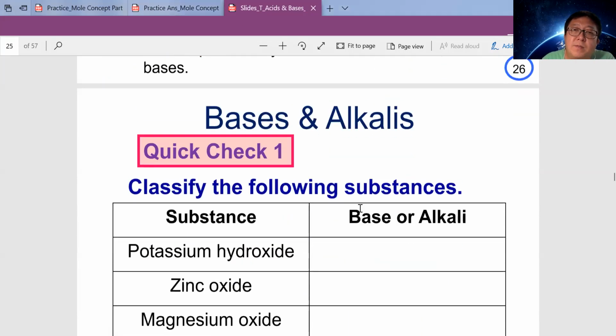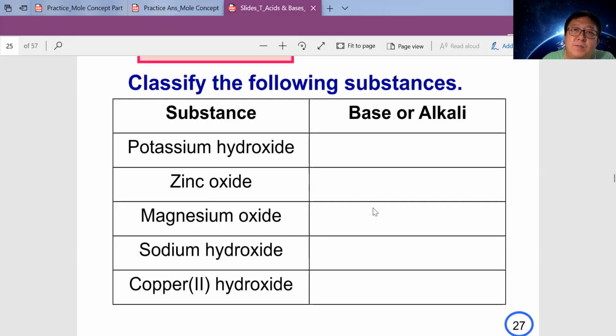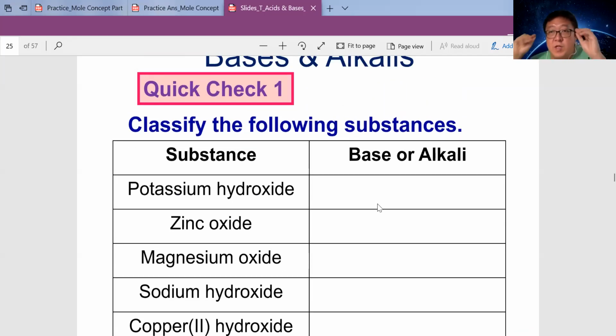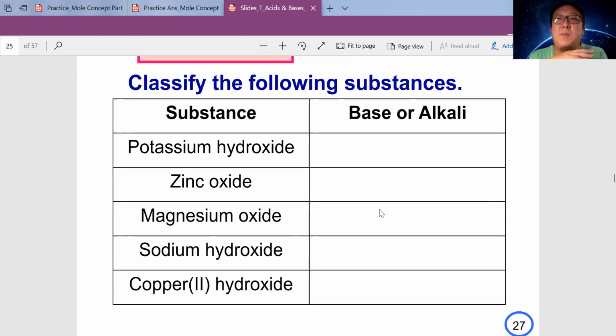Okay, quick check. Can you classify them? We finish this one up for the day. I give you 1 minute to try. Based on what I tell you, SPA. If it's not SPA, then we don't want it. Who are the SPA?